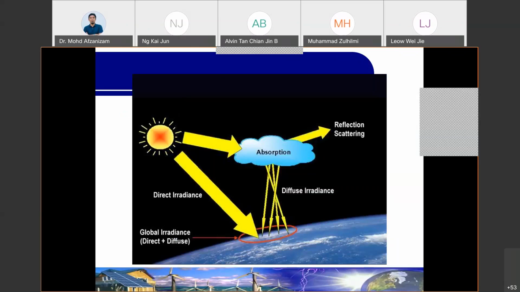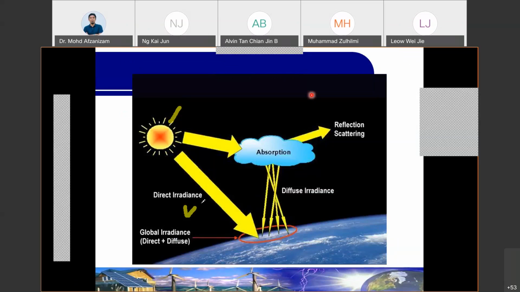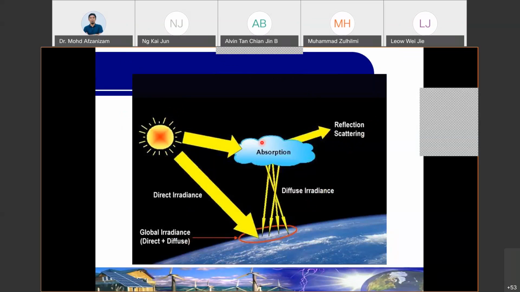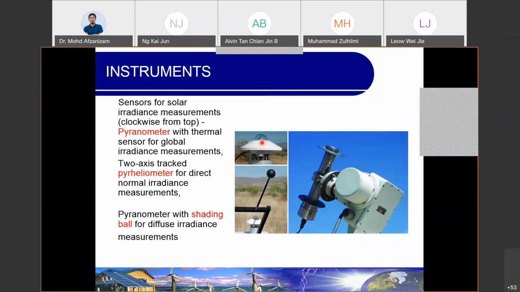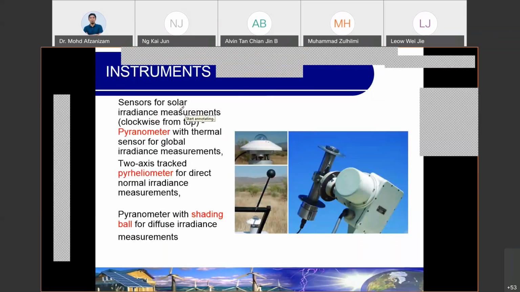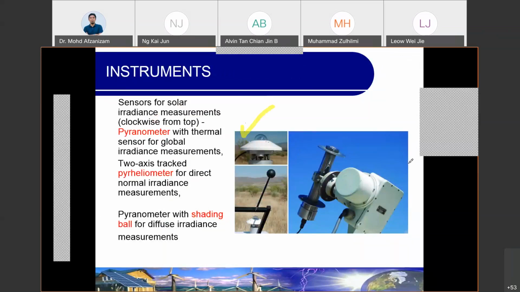Reflection, direct, total irradiance, diffuse, absorb and reflect. It's a package of the types of sun ray. This is the instrument we can use to measure the global, direct, or diffuse irradiance. For the global, this is the equipment, the pyranometer. For the direct, we use this one, the pyrheliometer.